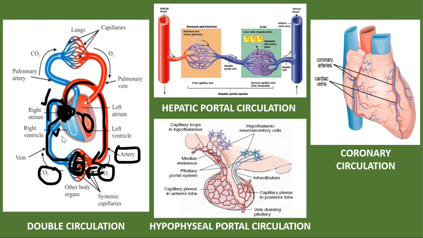This course of blood from the left ventricle to the right auricle via body organs except lungs is called systemic circulation. Now this systemic circulation includes different types of circulations like hepatic portal circulation.